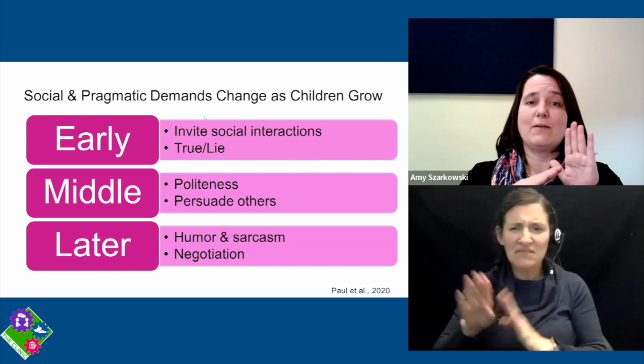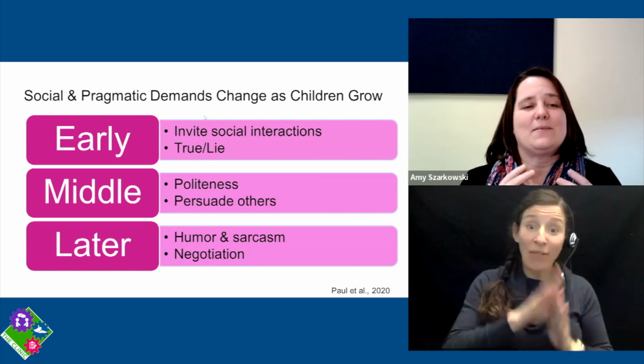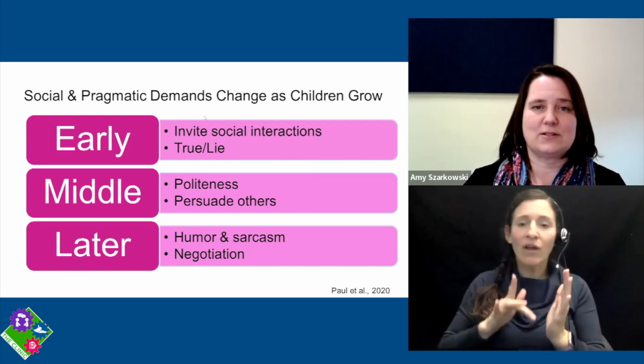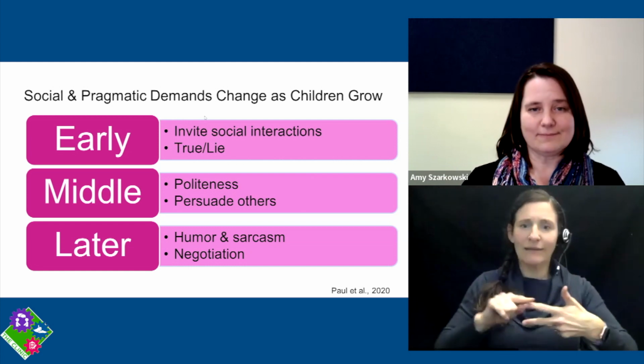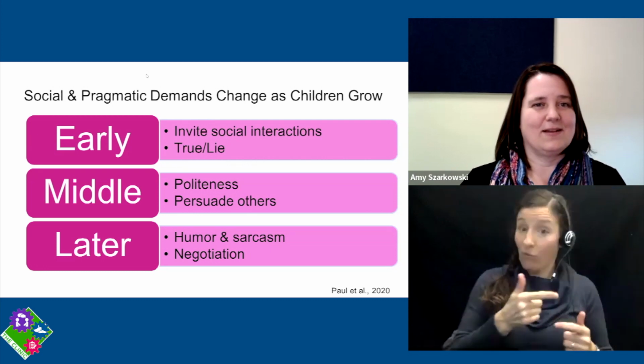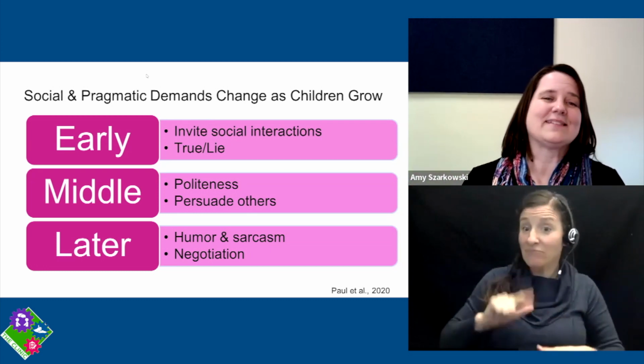Right? So that their language might be developing rather than this, it might be a little bit more like this. So we just want to think in terms of early, middle, and late. What are those pragmatic demands as children age? So early on, things like inviting others to play. Maybe that just means your turn, offering something to somebody.